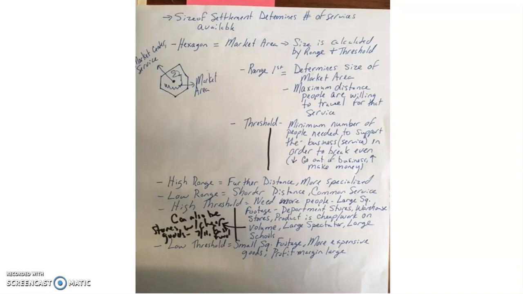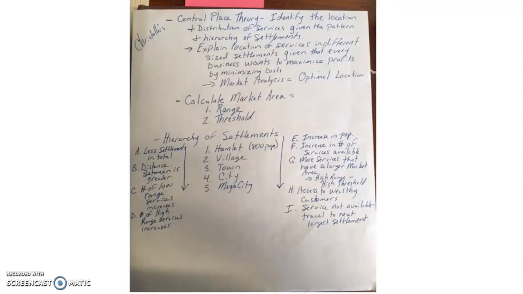Low threshold tends to be small square footage. You tend to see this with more expensive goods, like a Gucci store or a Rolls-Royce dealership. Their profit margin is really large because the goods tend to be more expensive. So again, a high threshold would be like if you went to a Claire's, you're going to buy a necklace. Low threshold would be like a Gucci store or a Louis Vuitton store or a Tiffany store. And again, high threshold stores also tend to have cheap goods, like a 7-Eleven or a fast food store. So back to the previous slide.